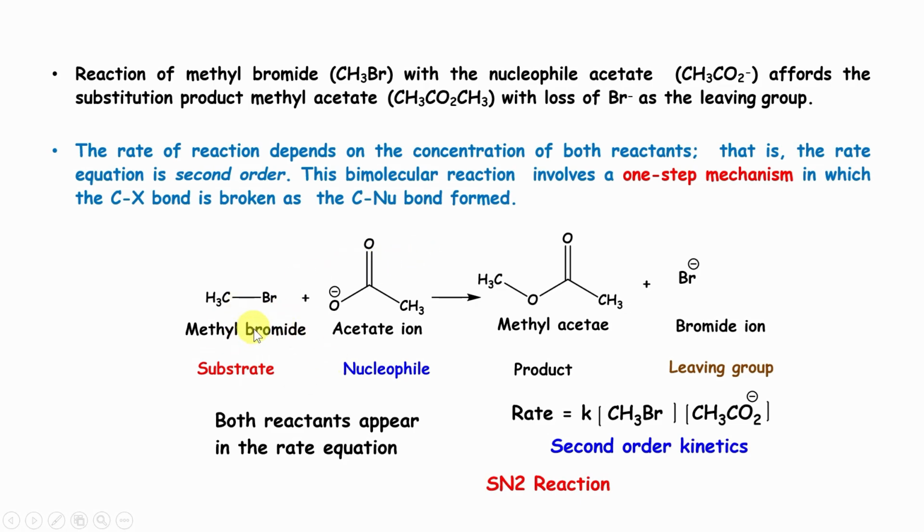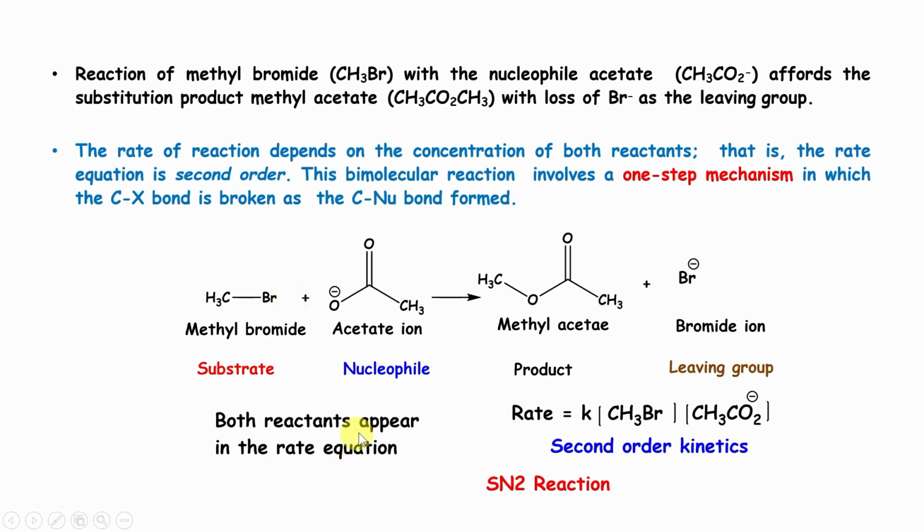See the reaction. Here it is methyl bromide. That is the substrate molecule. Acetate ion is the nucleophile which attacks this carbon atom of the methyl group. Thereby, methyl acetate is formed. Bromide departs from the methyl bromide. That is the leaving group. Bromide is the leaving group.